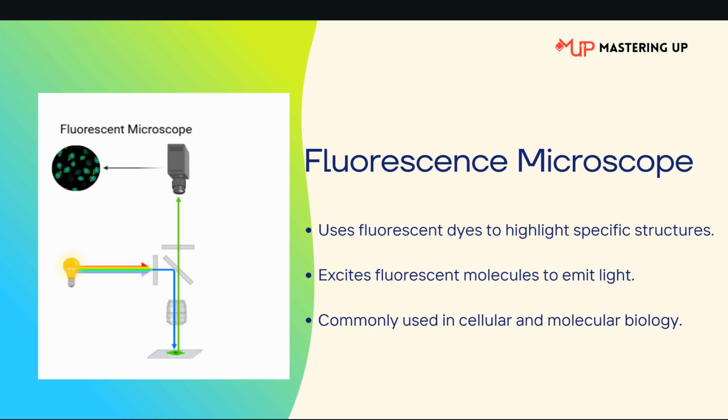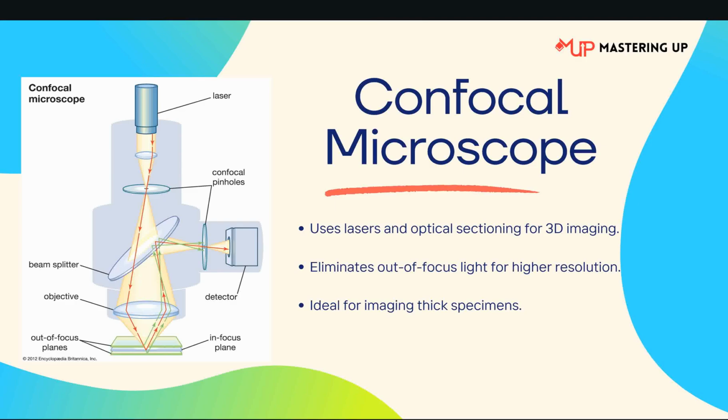Now let's see the confocal microscope. Confocal microscopy uses laser light and a technique called optical sectioning to produce high resolution, three-dimensional images of thick specimens. By focusing laser light on a very thin plane within the specimen and eliminating out of focus light, confocal microscopes create clear and sharp images of every layer of the sample. These layers can then be stacked together to form a detailed 3D representation.